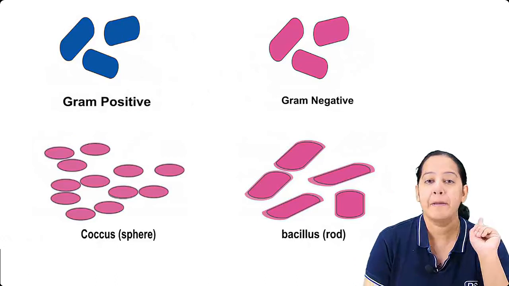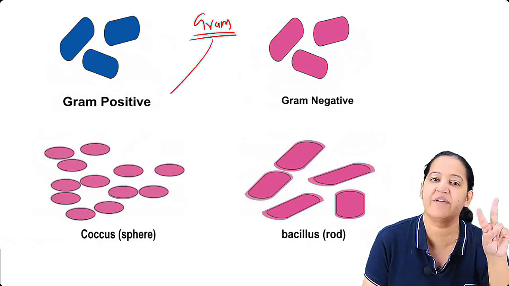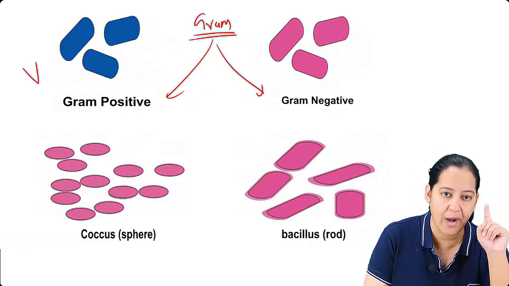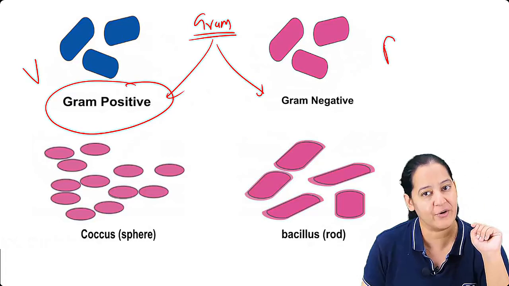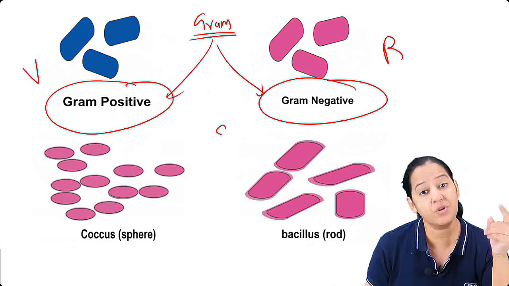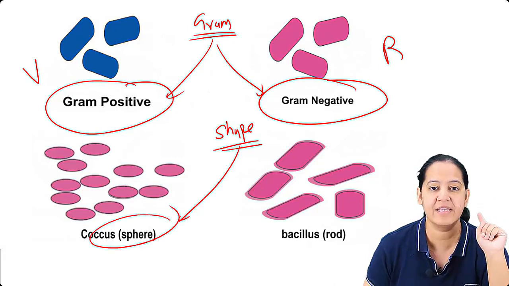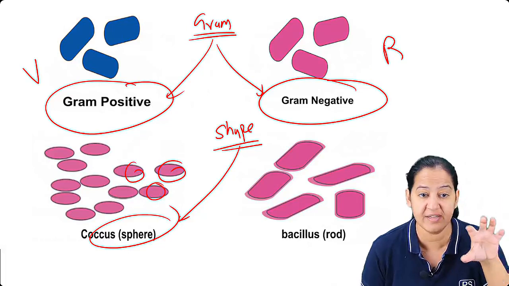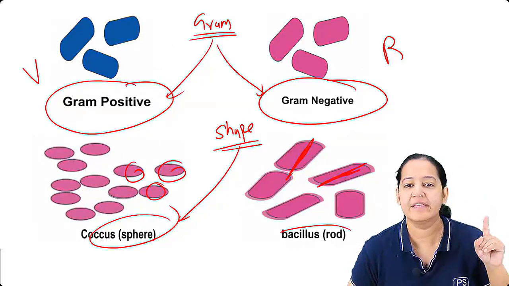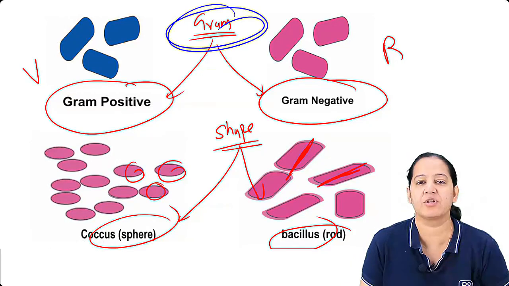Listen now. Based on the gram staining, we have seen yesterday that we have two types of bacteria. What are the two types based on gram staining? The violet are gram positive and the red are gram negative. We have already seen that yesterday. Based on the shape also, we have two types of bacteria. The spheres, can you see the spheres? Spherical. Spheres are cocci, and the elongated ones are known as bacilli. So based on the gram staining, two types. Based on the shape, two types.